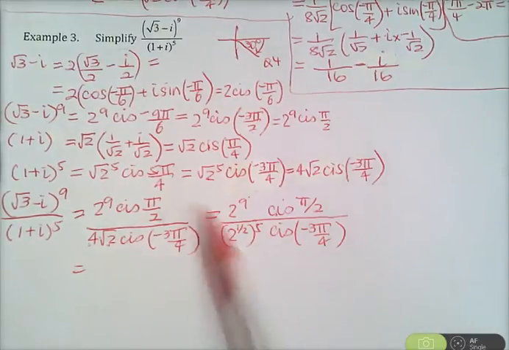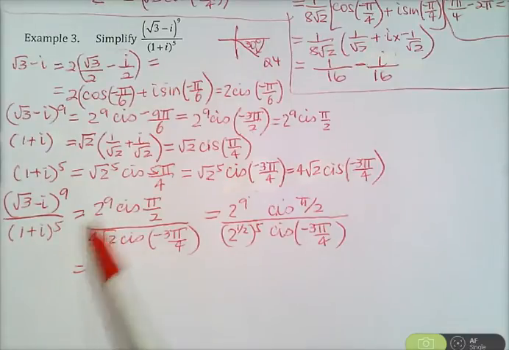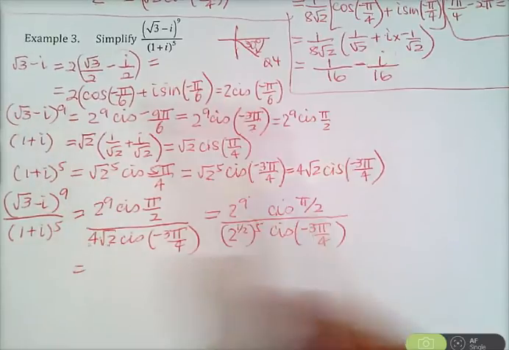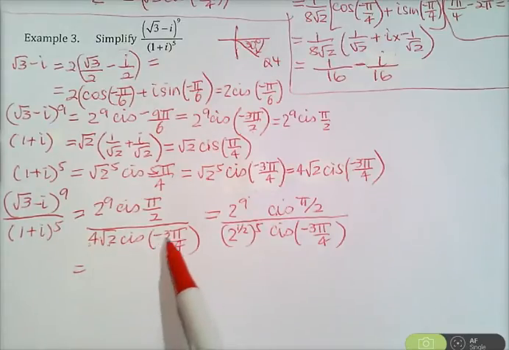Sorry, I'm not sure how long that message was on the screen, so I'll just go over this again. We've just moved (root 3 minus i) to the power of 9 is 2 to the power of 9 cis pi on 2, so I've just written that there. (1 plus i) to the power of 5 is 4 root 2 cis minus 3 pi on 4.